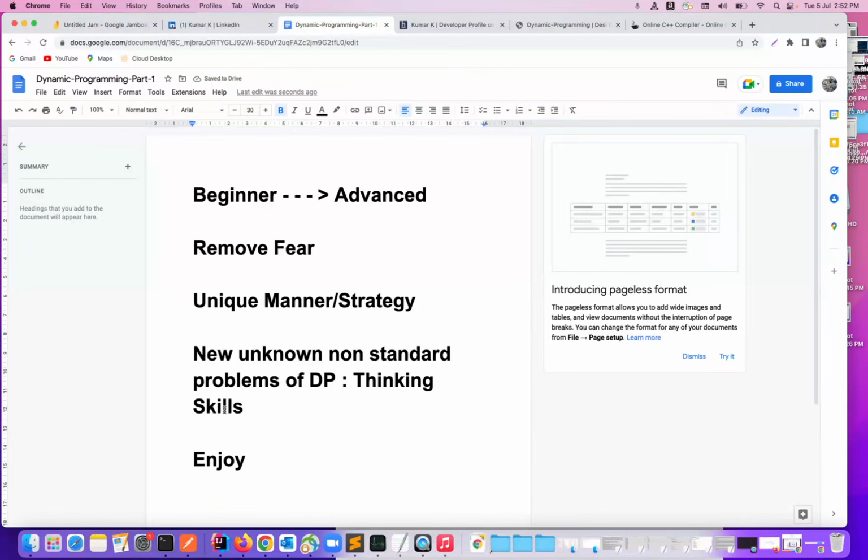Now let's talk about the fifth point. The fifth point is enjoyment and fun. It is very necessary to have enjoyment and fun during our learning process. So we will be having fun during the process. I hope all the 5 points are clear.